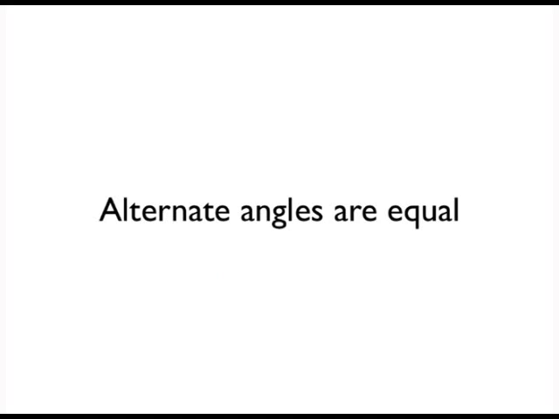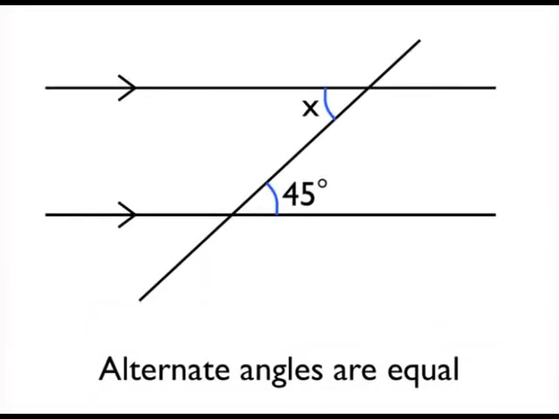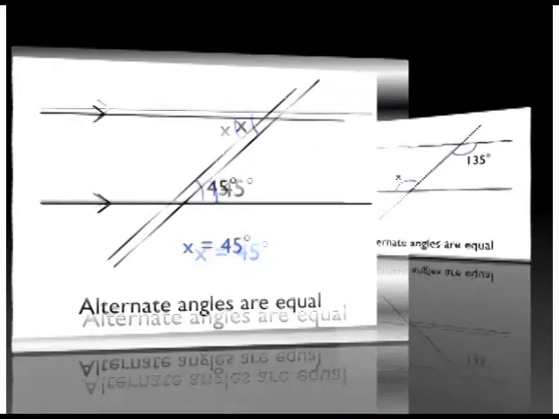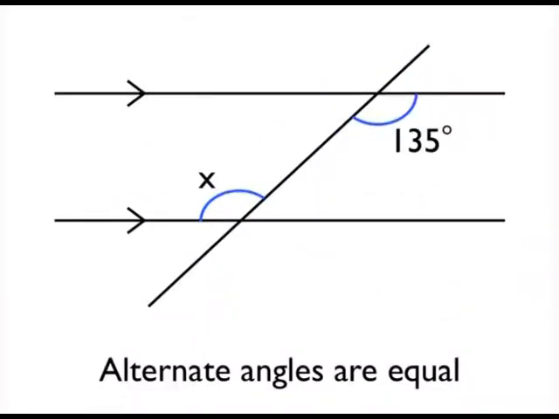Alternate angles are equal, so the trouble is in spotting the angles. Looking at this diagram, the two angles are alternate, and so x must be 45 degrees. Here again, the angles are alternate and x must be 135 degrees.